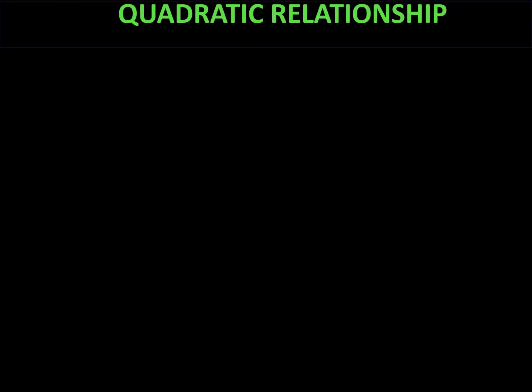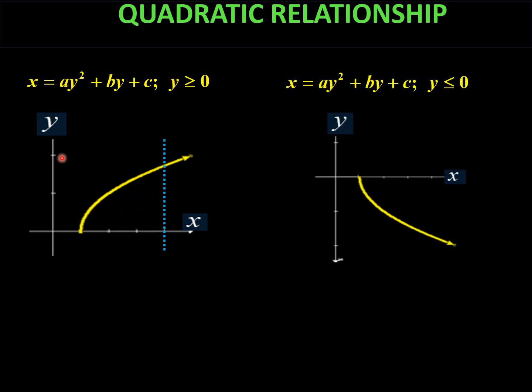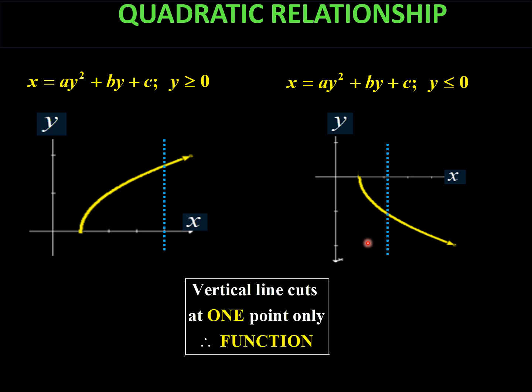Let's look at the following quadratic relationships. In this case here, we have a restricted range, y greater than 0. You only want the y greater than 0. Let's check whether that represents a function. Always cuts it at one place. You can even have this one where we have y less than 0. Let's look at that. And there we always have one point where it cuts. So this here is also one-to-one. So this also represents a function.